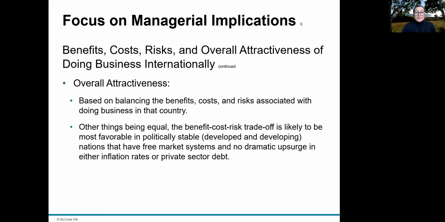So overall, we assess the attractiveness of a foreign market, we do a cost-benefit analysis, look at the risks associated, and make a decision. All things being equal, the benefit-cost-risk trade-off is likely to be most favourable in politically stable nations, and this can include developed as well as developing nations. But they're probably going to have a free market system, and they're probably not going to have dramatic inflation rates or private sector debt.